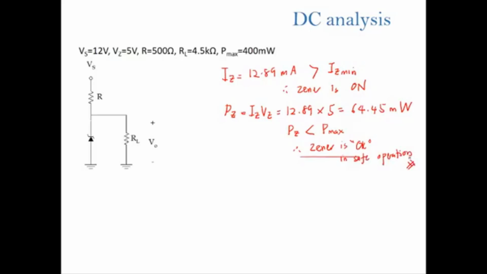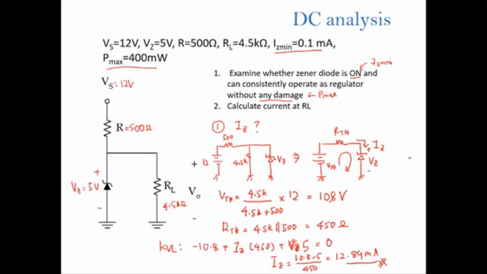Okay, so this is the answer for question number 1. You want to examine whether the Zener diode is on and whether it can constantly operate as a regulator without any damage. The answer is yes, the Zener diode is on because the Zener current is larger than Iz min. And yes, the Zener can operate without any damage because the power dissipation of the Zener is much lower than the maximum power consumption, or the rating power.